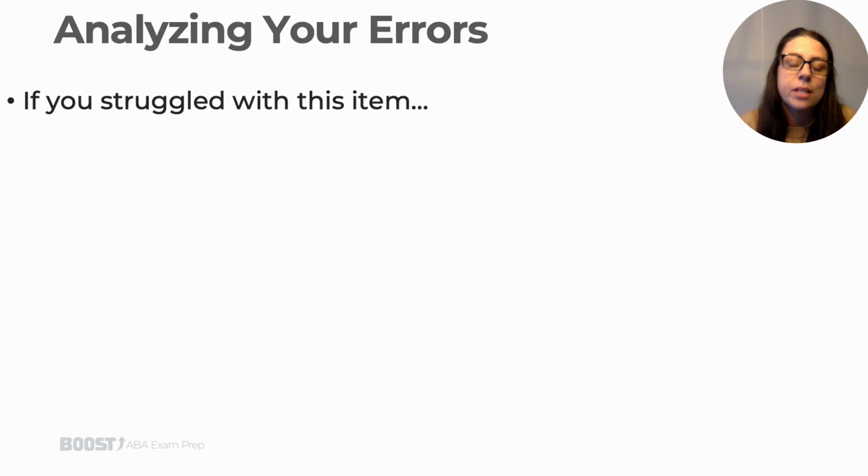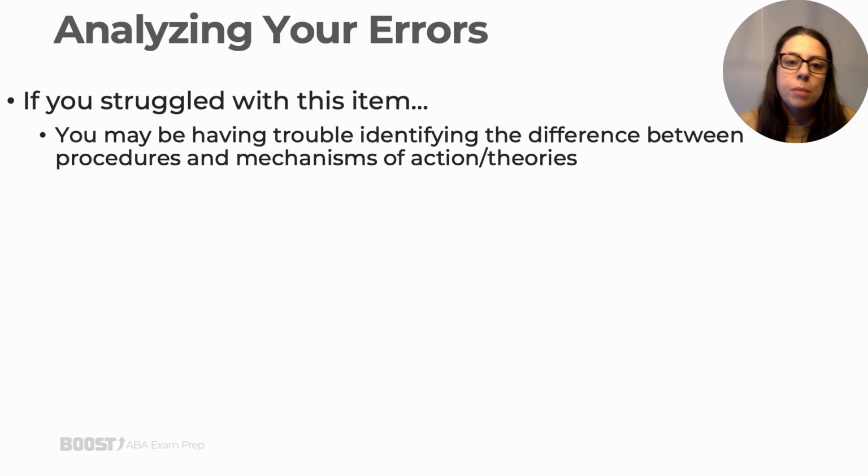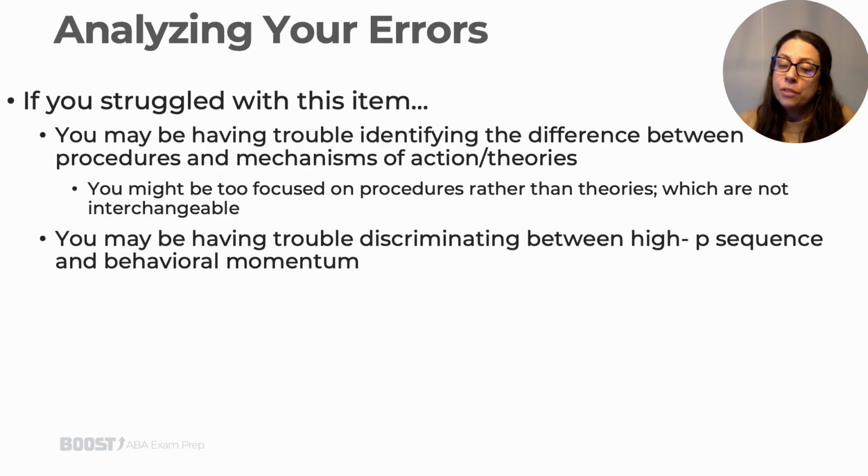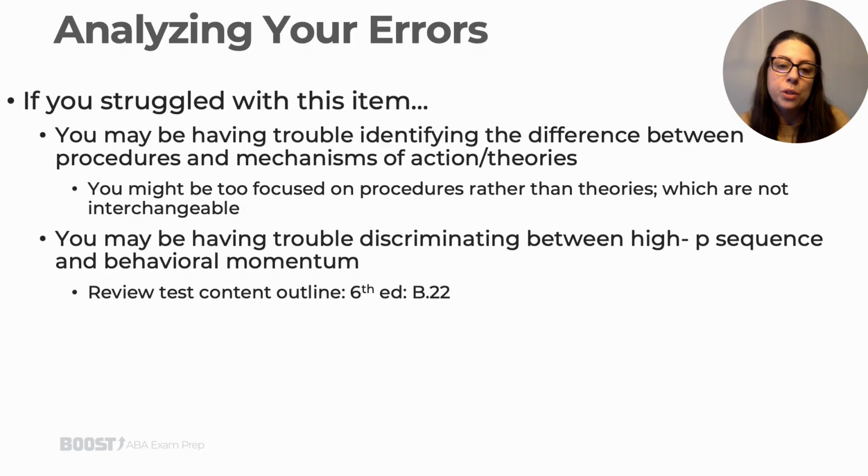Time to analyze our errors. If you struggled with this item, you may be having trouble identifying the difference between procedures and mechanisms of action or theories. You might be too focused on procedures rather than theories, and keep in mind they are not interchangeable. This is a very common error. So behavioral momentum is not an interchangeable term with high P sequence. Do you know the difference between behavioral momentum and the high P sequence? If not, review the 6th edition TCO item B.22.